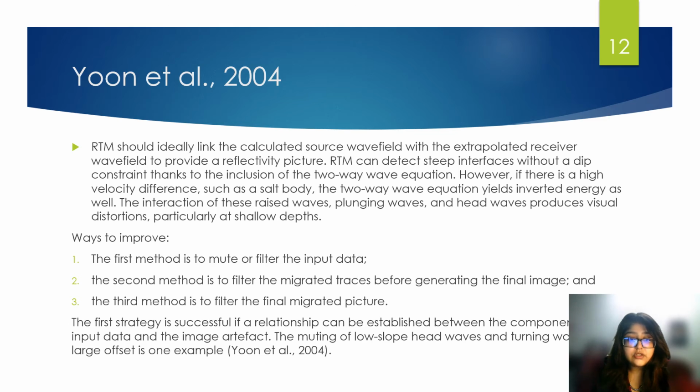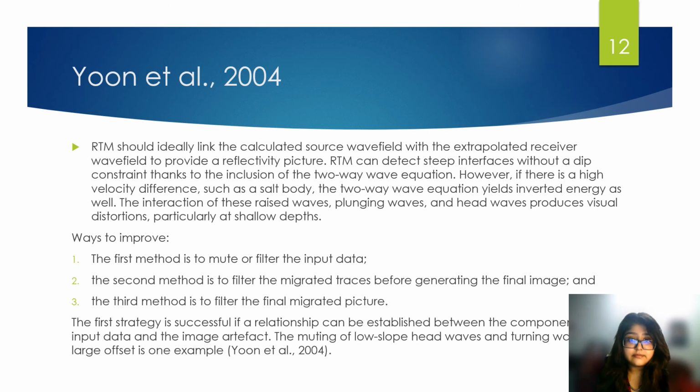The interaction of these diving waves, turning waves and head waves produces visual distortion, particularly at shallow depths. So the methods for reducing these RTM imaging artifacts may be classified into three types. The first method is to mute or filter the input data. The second method is to filter the migrated traces before generating the final image. And the third method is to filter the final migrated picture. The first strategy is successful if a relationship can be established between the components of the input data and the image artifact. The muting of low slope head waves and turning waves at a large offset is one example.